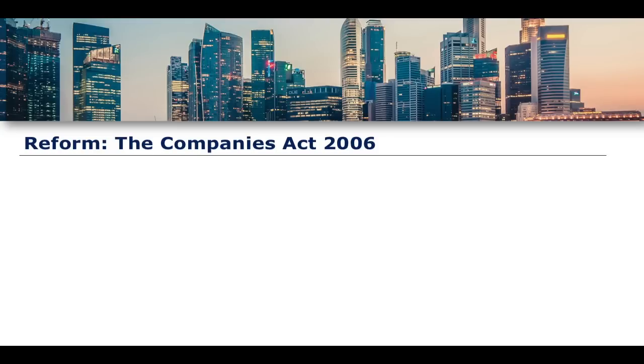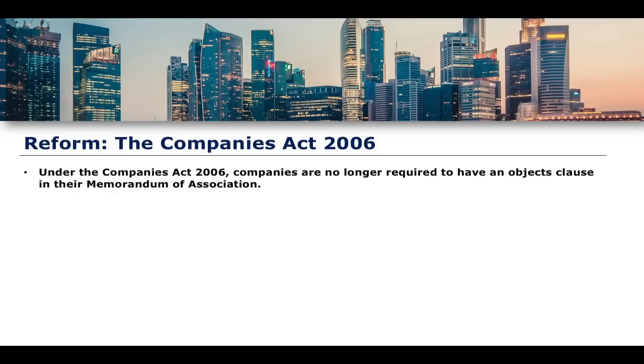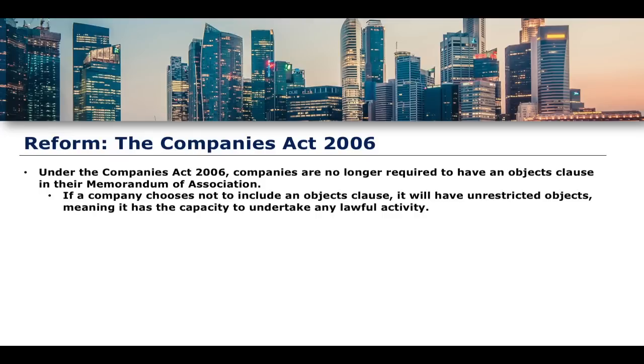So, reform would come in the 2006 Companies Act. Under the Companies Act, companies are no longer required to have an objects clause in their Memorandum of Association. I believe they still can if they choose to, but they don't have to. There's no requirement anymore. If a company chooses not to include an objects clause, it will have unrestricted objects, meaning that it can essentially undertake any lawful activity within the reasonable boundaries of commercial law and contractual obligations.